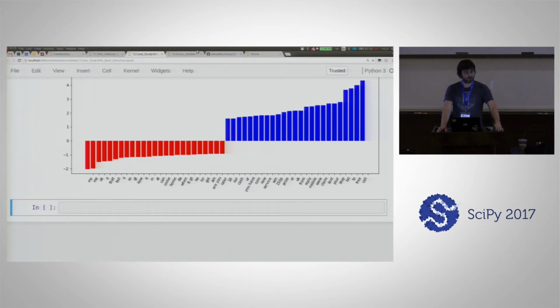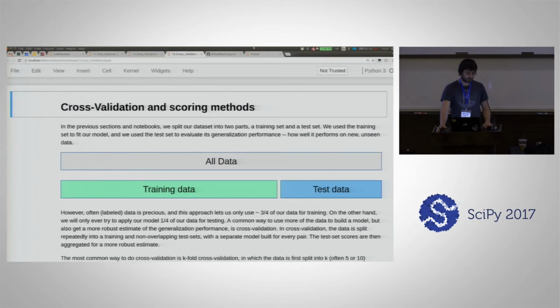Okay, so I guess that's enough for doing text classification for now. What we're going to do next is talk about model evaluation, in particular cross-validation and different ways to score a model. We saw already that accuracy is maybe not always the right answer for classification, and we also saw that the results you get depend a lot on how you split your data set.